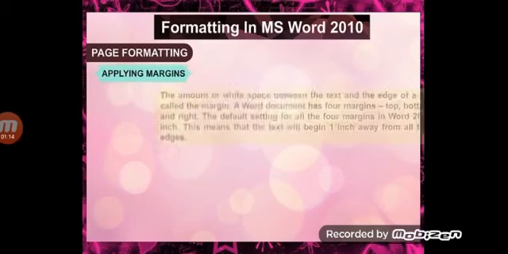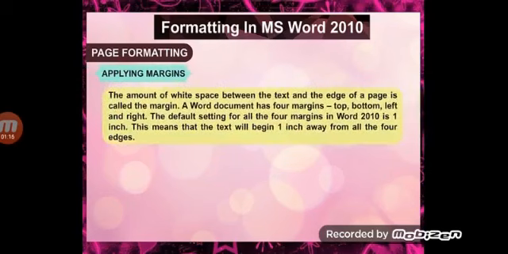Now, applying margin. The amount of white space between the text and the edge of the page is called the margin. A Word document has 4 margins: top, bottom, left and right. The default setting for all 4 margins in Word 2010 is 1 inch. This means that the text will begin 1 inch away from all 4 edges.